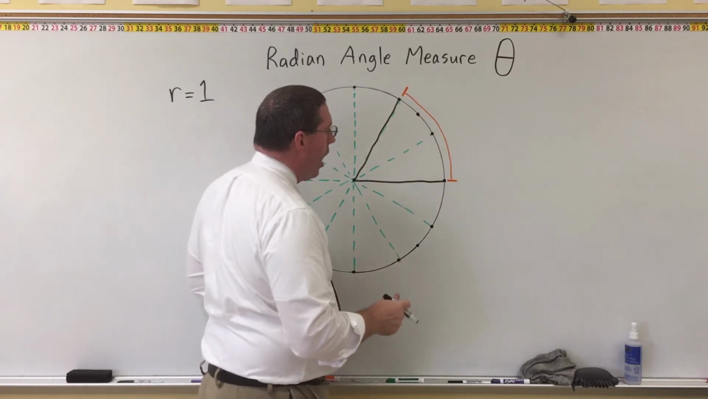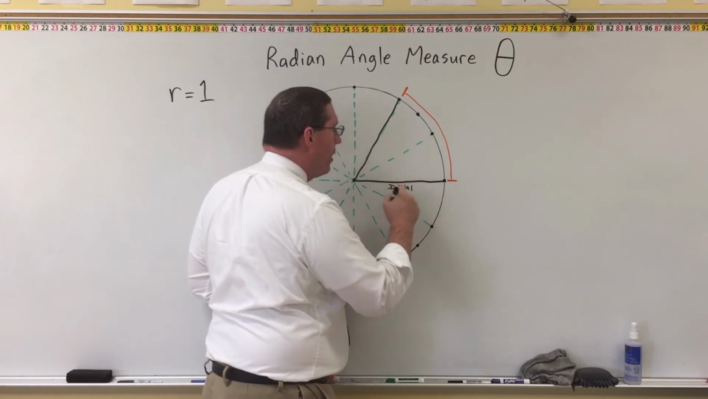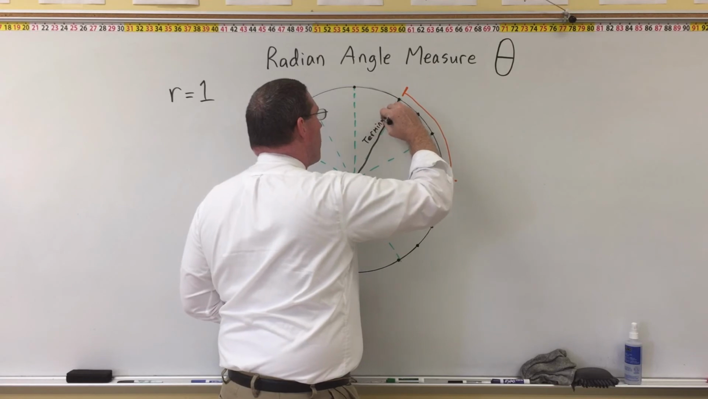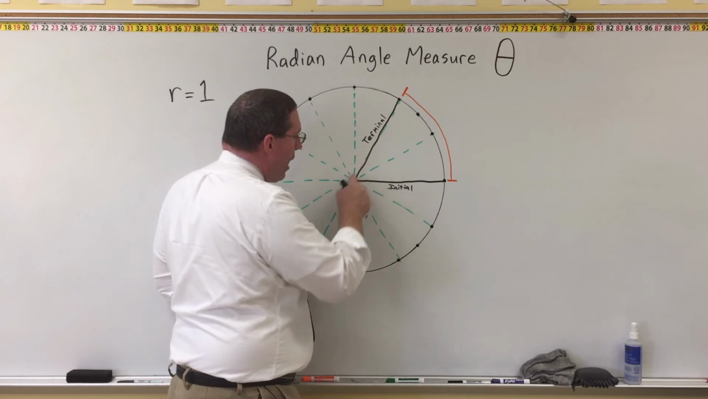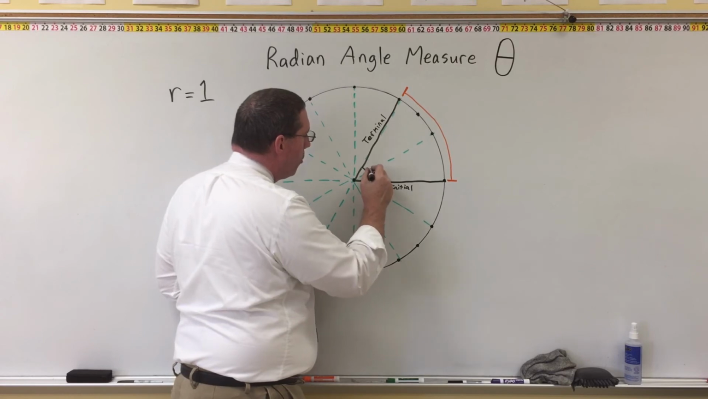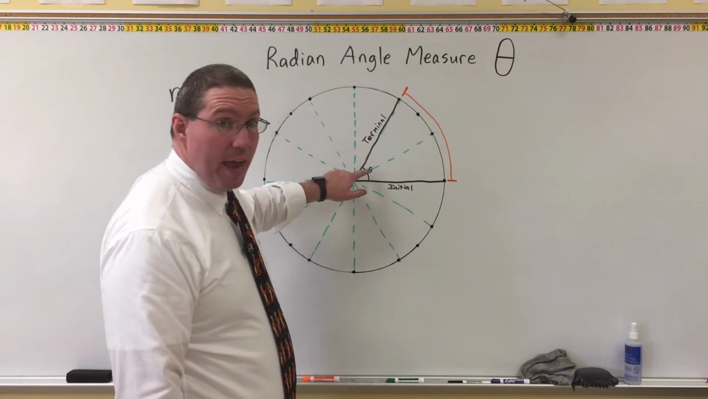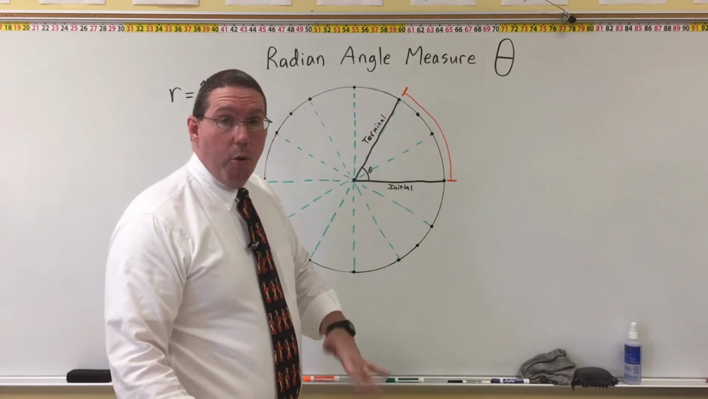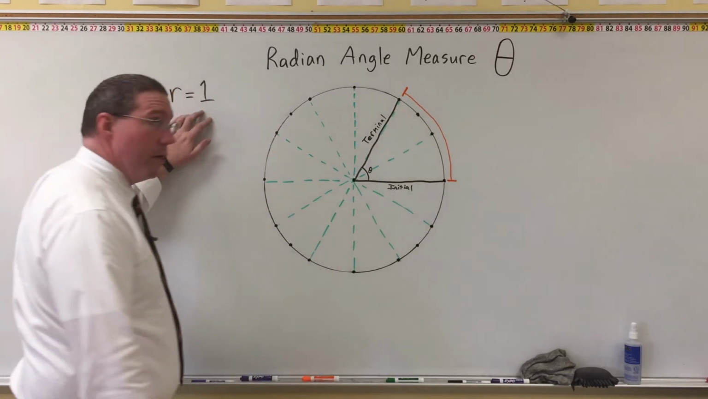When I draw those 2 lines, this one is always going to be called the initial side, and the other one is always going to be called the terminal side, okay? And the angle created by those 2 radiuses is the angle that we're looking for. We're trying to find angle measure theta. And the way we're going to calculate angle measure theta is by simply calculating the arc length, which we know how to do. So, pause the video and calculate this arc length. Remember, the radius is 1.